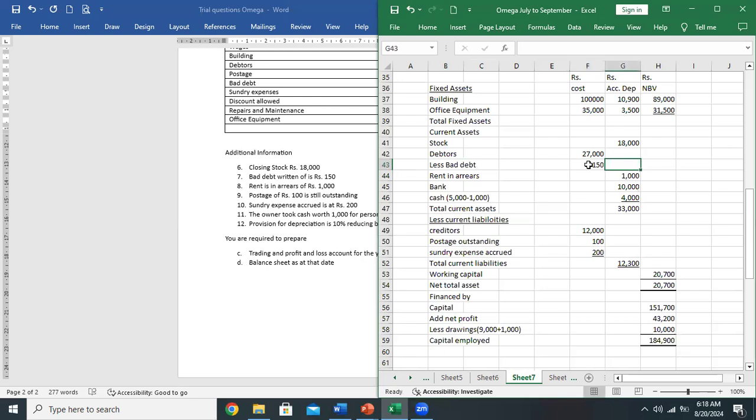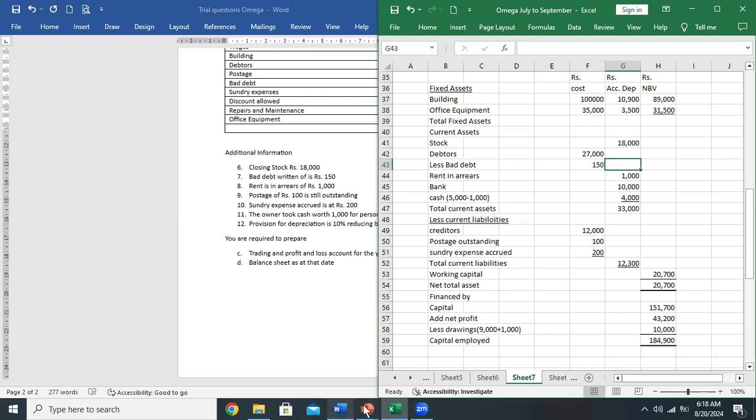So for your bad debt, you have to determine where it is before. If it's in the additional information, it goes to the profit and loss account as expense. It comes to the balance sheet to be deducted from the debtors figure. I hope that is clear. So that is on bad debt. It is an expense. Okay.